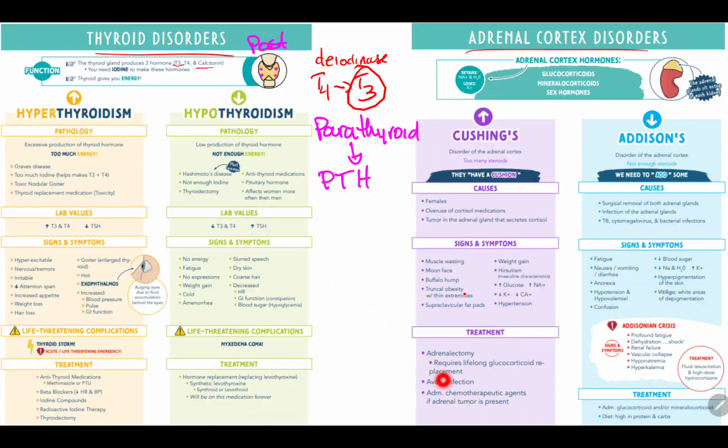PTH will be released when you have low calcium. So PTH will basically stimulate an increase in calcium in the blood. That will make you reabsorb calcium from your kidneys and reabsorb more calcium from your intestinal tract, so we can increase the amount of calcium in the blood. So you've got to remember calcitonin and parathyroid hormone. I wanted to mention that.